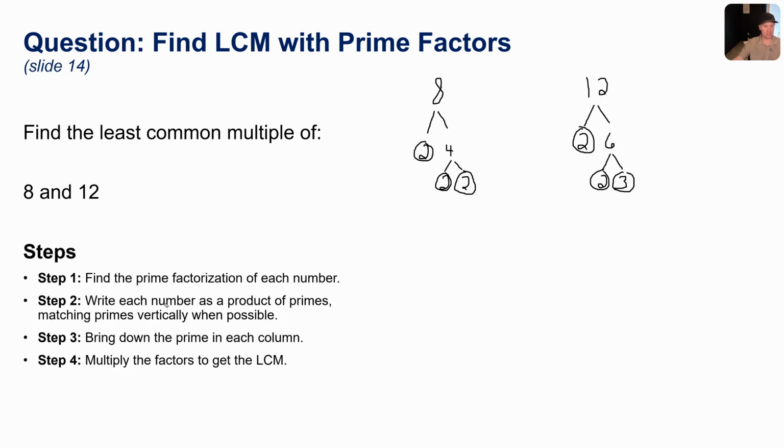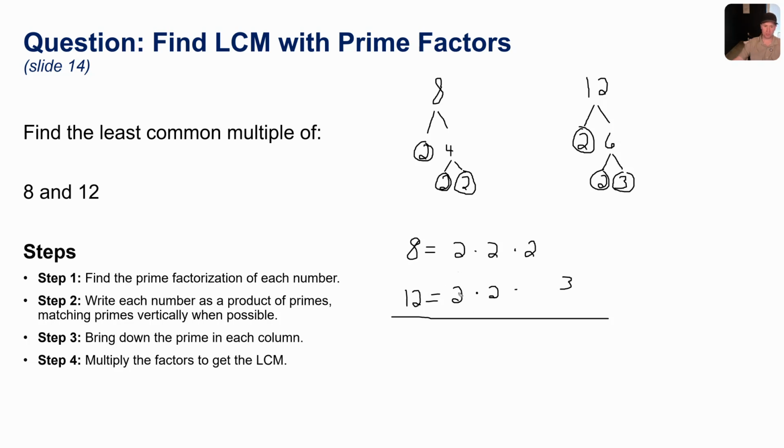Step 2, write each number as a product of primes, matching primes vertically when possible. So 8, we have 2 times 2 times 2. And 12, we have 2 times 2 times 3. So there's actually a missing number, or this 2 doesn't match up with this piece, and 3 doesn't match up here. So then what we're going to do is we're basically combining similar factors here that we can.